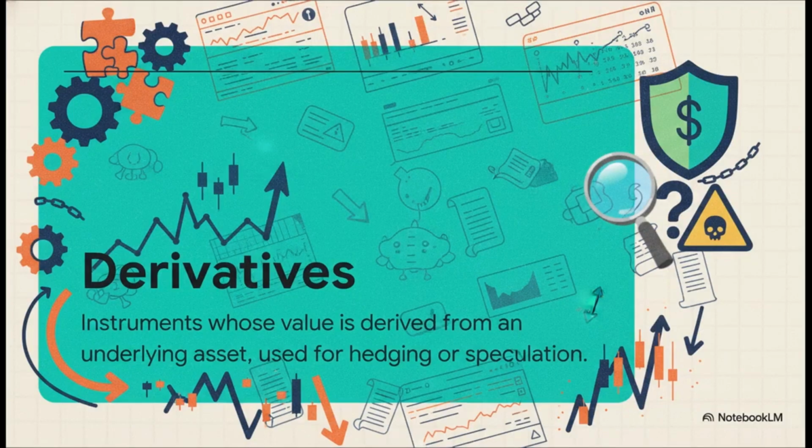And then we have derivatives. These are financial instruments whose value is derived entirely from an underlying dependent asset. Think of options, futures, forwards, and swaps. They don't have intrinsic value on their own.